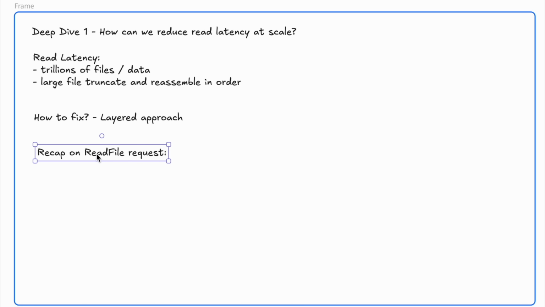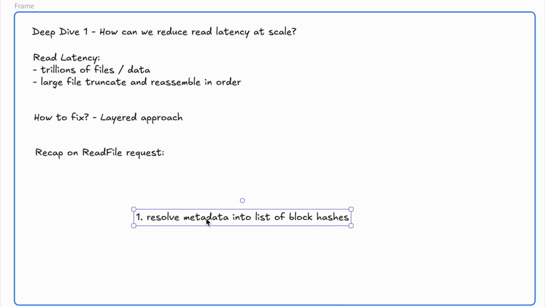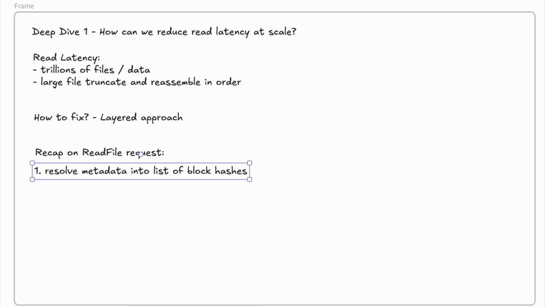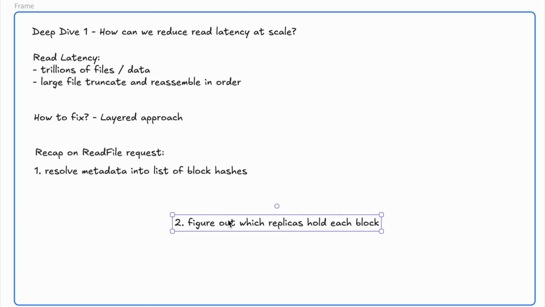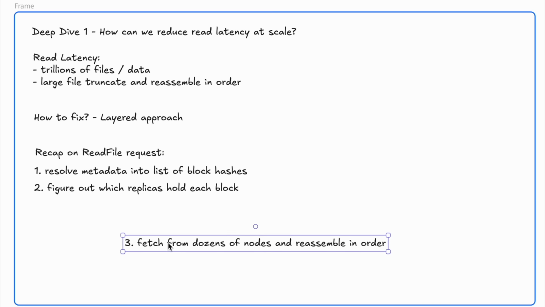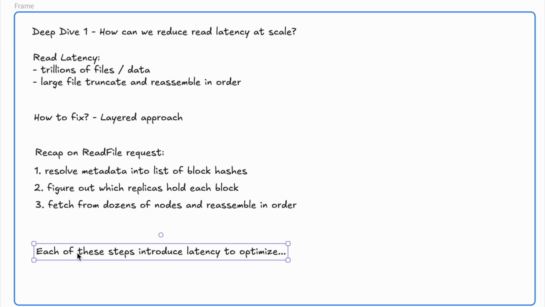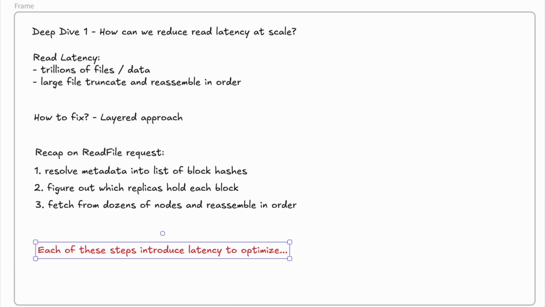Let's walk through what happens when a client issues a read file request. The system has to do a lot. First, resolve the file's metadata into a list of block hashes. Then, figure out which replicas hold each block. After that, it has to fetch the actual blocks, possibly from dozens of nodes, and reassemble them into the requested byte range. That's a lot of moving parts, and each one can add latency.